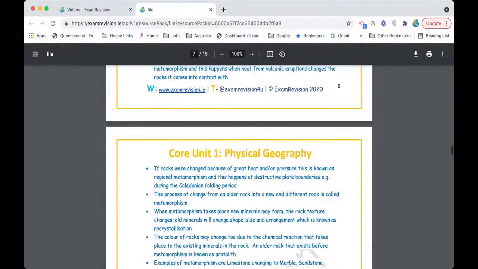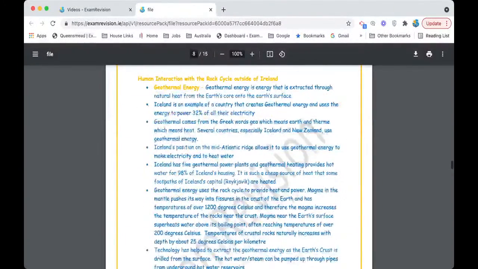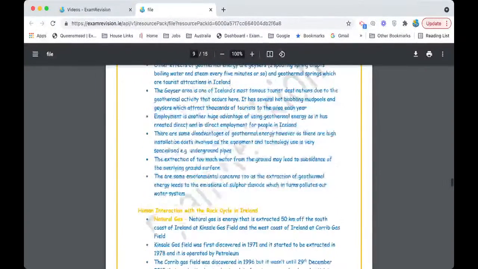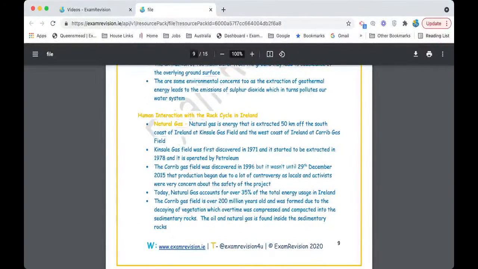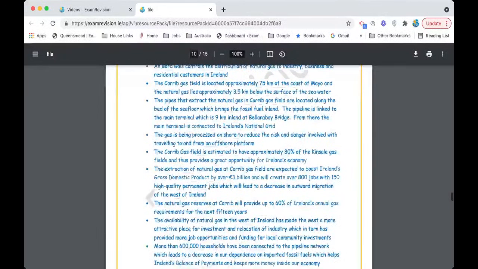And with the notes, what I've tried to do is make them very, very exam focused, so students can maximize their marks and get that H1 in geography that they want to achieve. Human interaction with the rock cycle, I told you that was a question that was really popular. It's on the priority list. Geothermal energy, so that's why I've created the essay and put in so much detail. Some students might do natural gas, so it's not just catering for one, it's catering for everyone. Okay, that's the human interaction with the rock cycle.